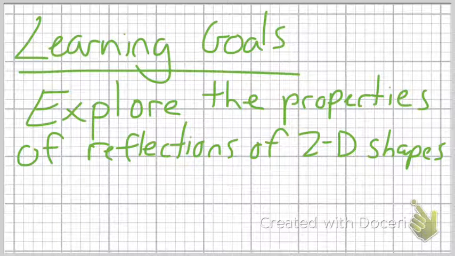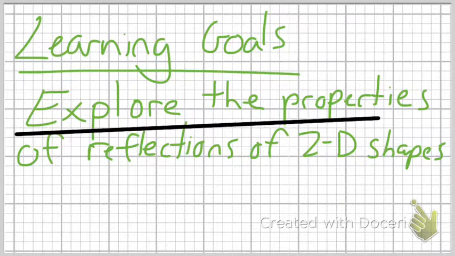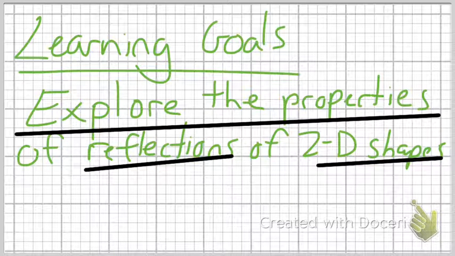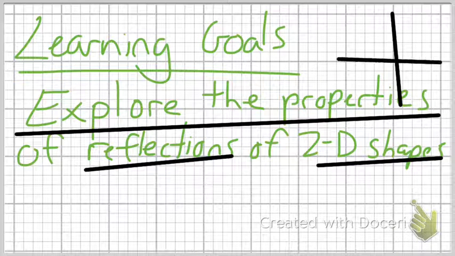Today's learning goals. We are going to explore the properties of reflections of 2D shapes. That's right, I learned how to do straight lines now. So we've talked about what a Cartesian grid is. I'm just going to draw a really, really small one here. So there and there. That's not entirely straight, but that's okay.